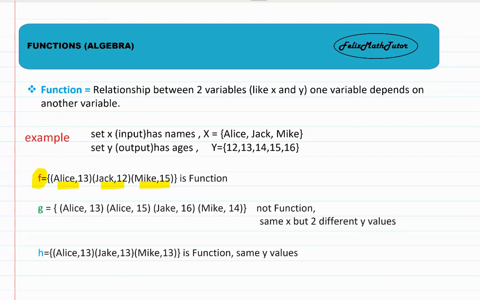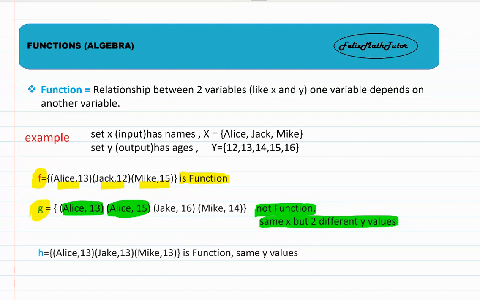In the second example, let's say G example, these are function names: F, G, and H. In this example, we see Alice is taking two different ages. In real life, it's not possible, right? So we say this is not a function because the same x cannot get two different y values. The first one is a function, but the second one is not a function.